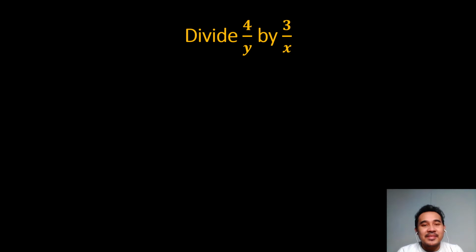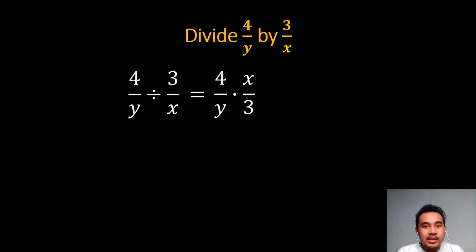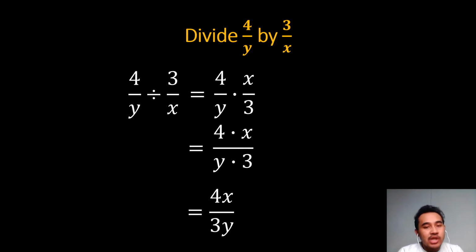Now, let's have this example. Divide 4 over y by 3 over x. So you have 4 over y divided by 3 over x. The reciprocal of 3 over x is x over 3. Now proceed to multiplication. So 4 times x, then y times 3. And now the quotient is 4x over 3y.